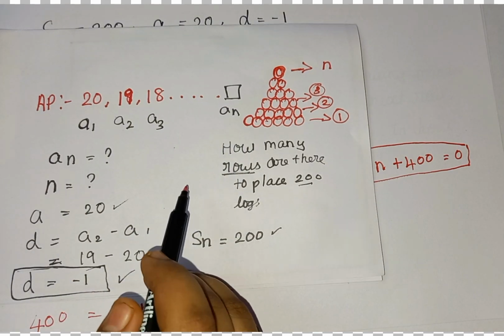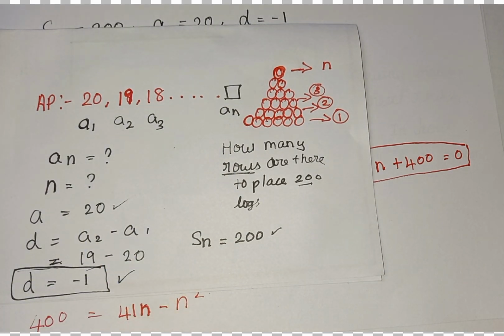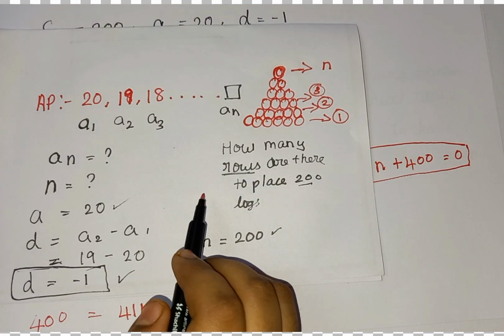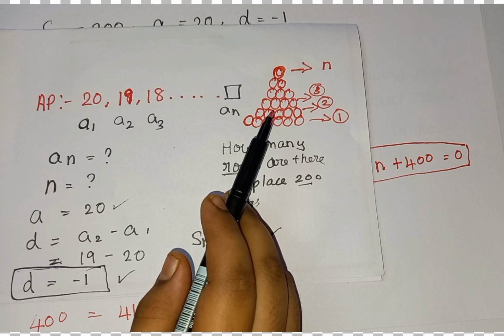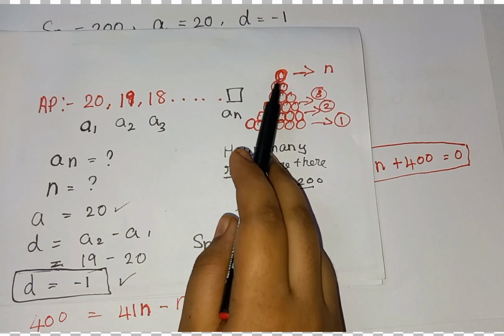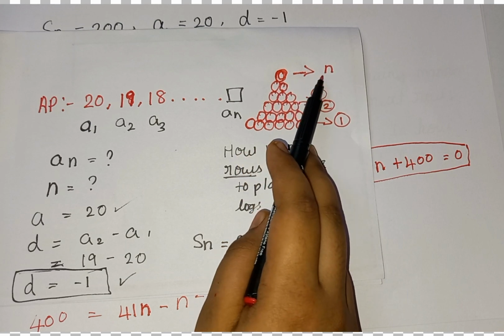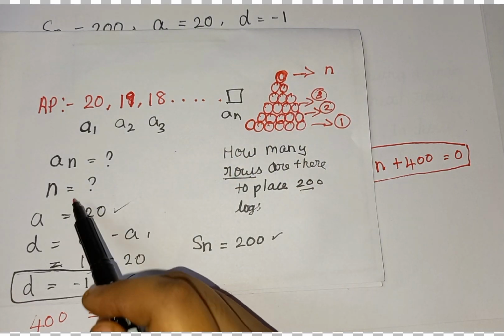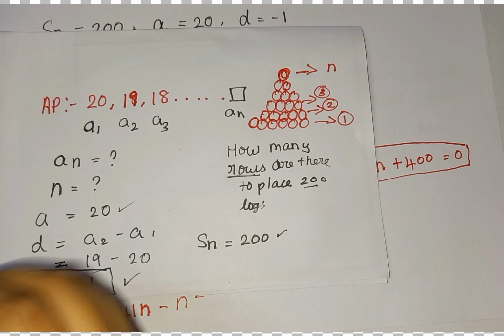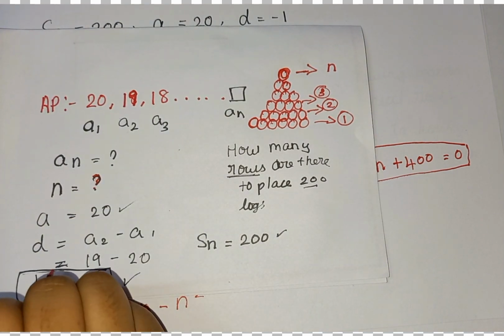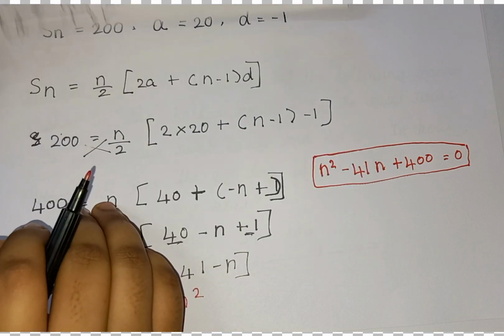According to the question, there are two questions mentioned in that particular question. The first question is how many rows are there, and in the second question we are supposed to find how many logs are placed in the top row. So this is the top row, isn't it? In the top row we don't know the number of logs. So that's why I just took n is equal to a question mark. That's why I just put the question mark here. I hope you guys know the difference now.